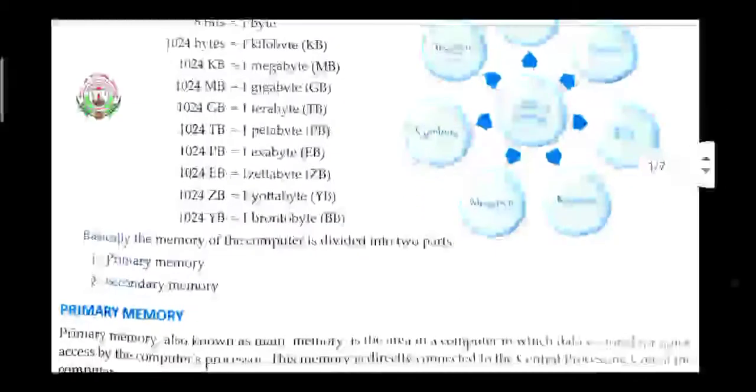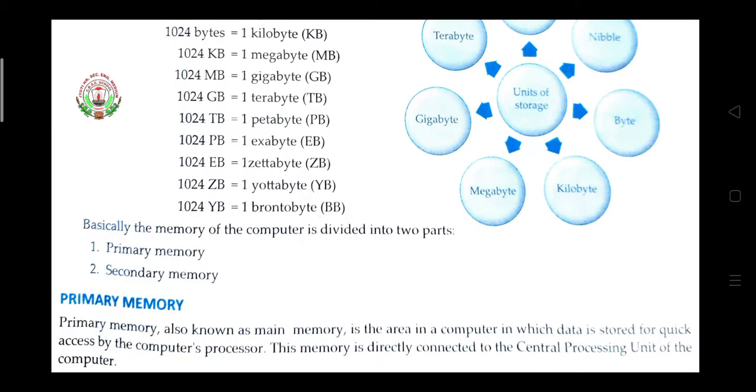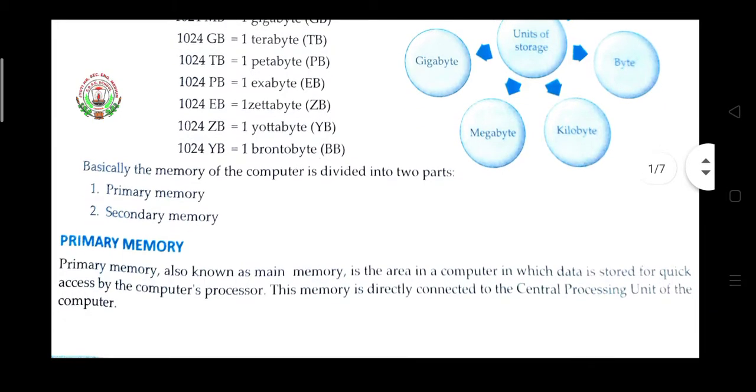Basically the memory of the computer is divided into two parts, primary memory and secondary memory. Now come to the primary memory. Primary memory, also known as main memory, is the area in a computer in which data is stored for quick access by the computer processor. This memory is directly connected to the central processing unit of the computer. So what do we mean by primary memory? Primary memory is known as main memory, and in this area of the computer data is stored for quick access.